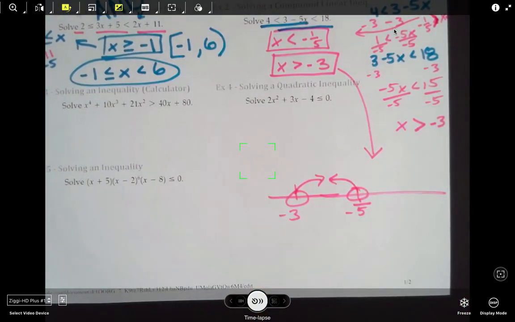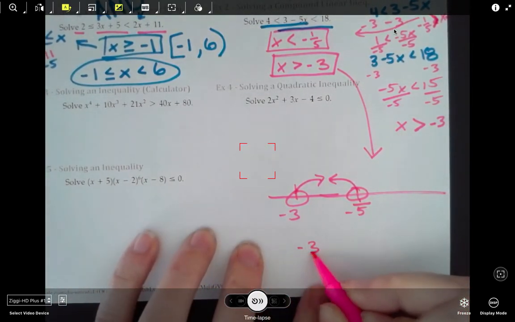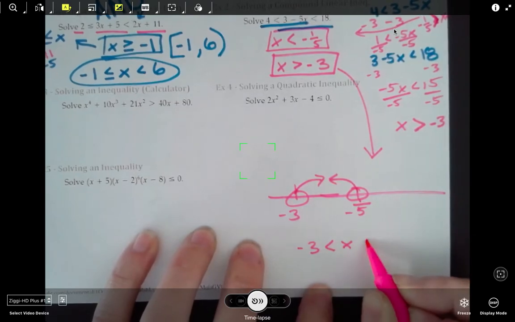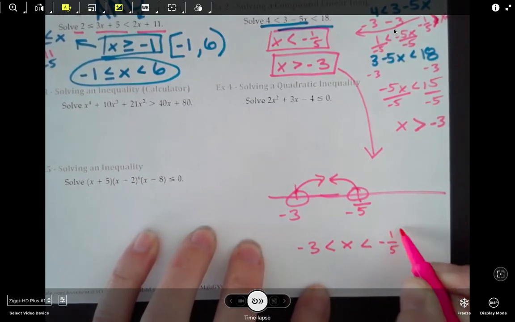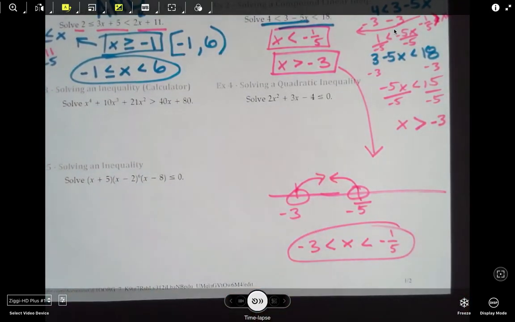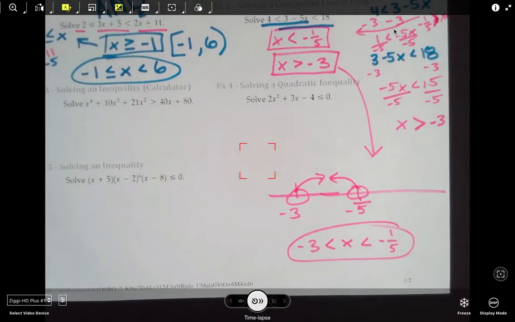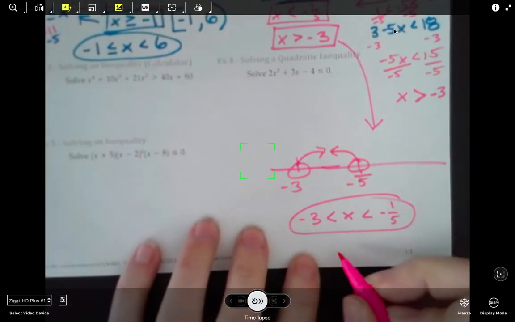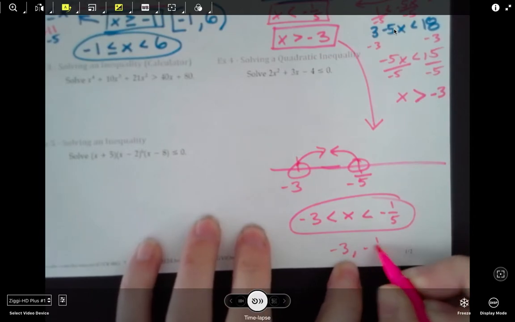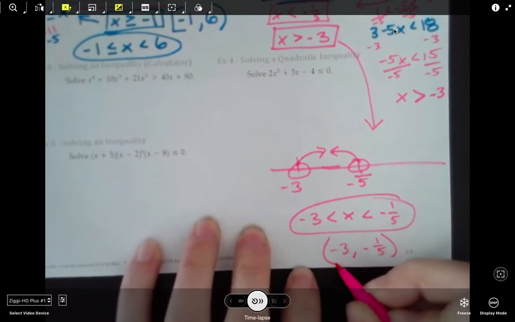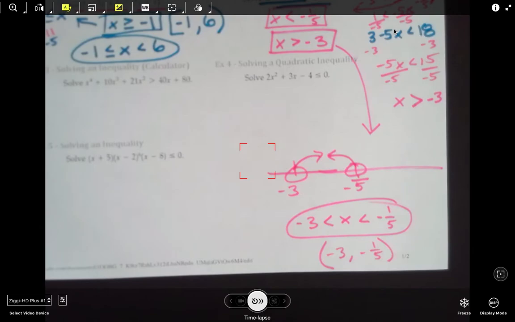Okay, so we can write that together. We would say negative 3 is less than x is less than negative 1/5. So that's another and. They tried to trick us. If you write that in interval notation, negative 3, comma, negative 1/5. Parentheses around both. Okay?